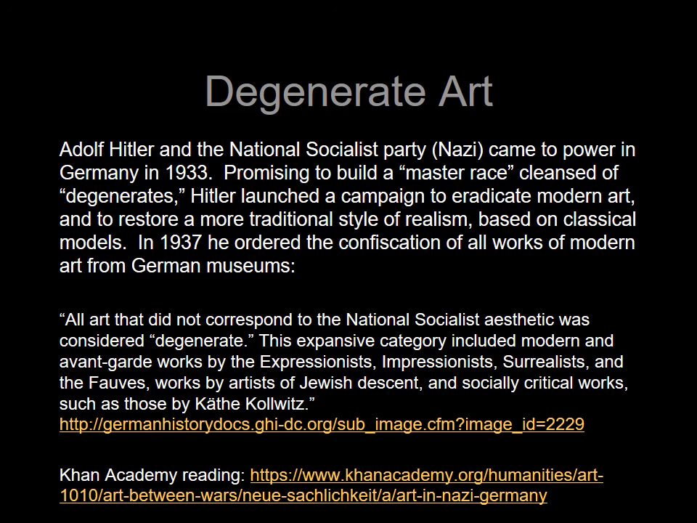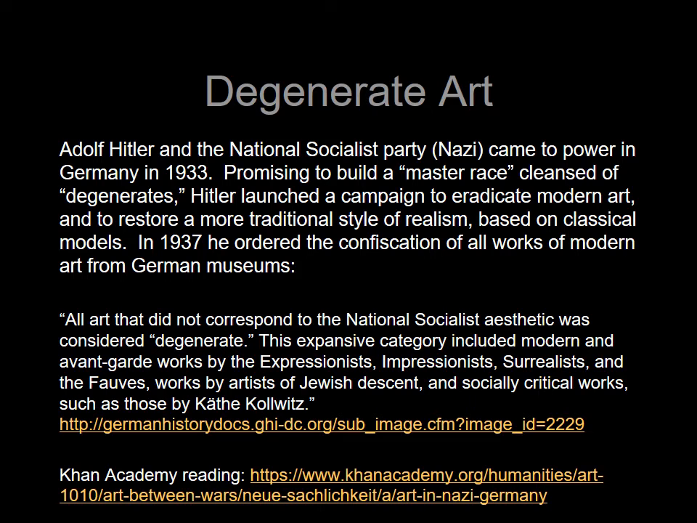So finally, I want to concentrate on the Degenerate art exhibit. So Adolf Hitler and the National Socialist Party, or the Nazi Party, came to power in Germany in 1933. Promising to build a master race cleansed of, quote, degenerates, Hitler launched a campaign to eradicate modern art and to restore a more traditional style of realism based on classical models.